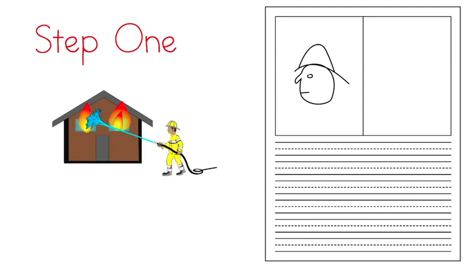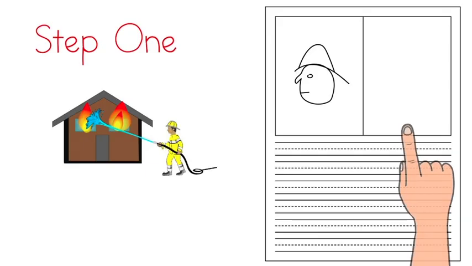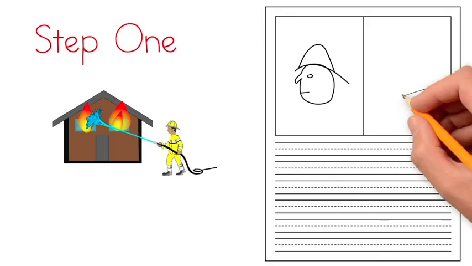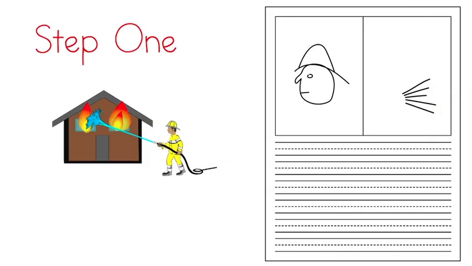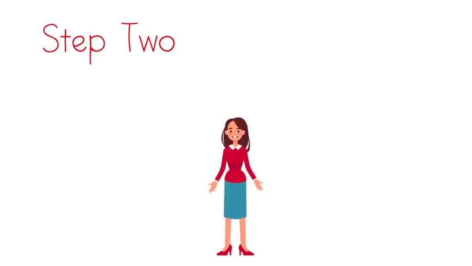Excellent work! Next, go to the right planning box and ask, what about the firefighter? What did the firefighter do? Sprayed water. The firefighter sprayed water. Draw a quick sketch to show that idea. Let's draw some whooshing lines to show water spraying. That's an easy way to remember this part of the idea. Good job!